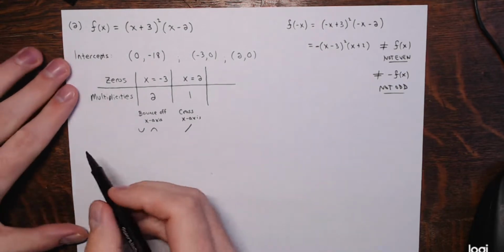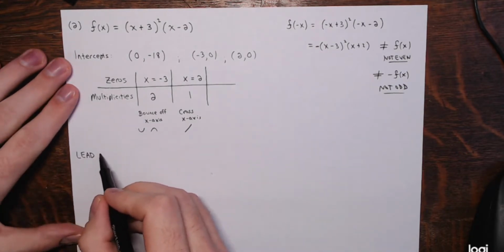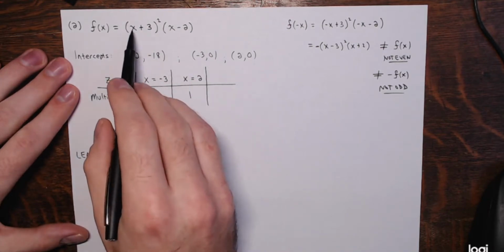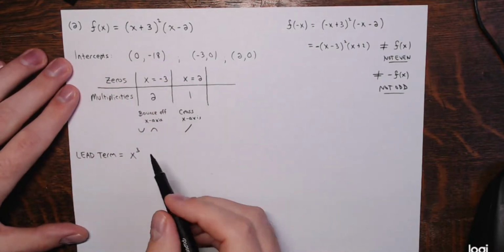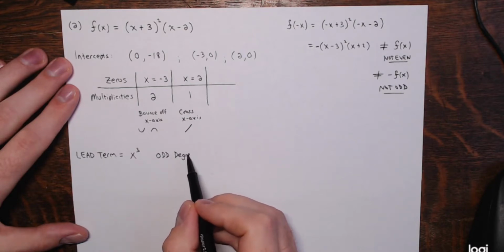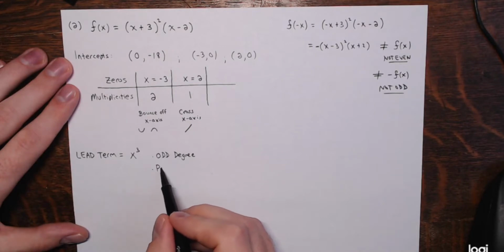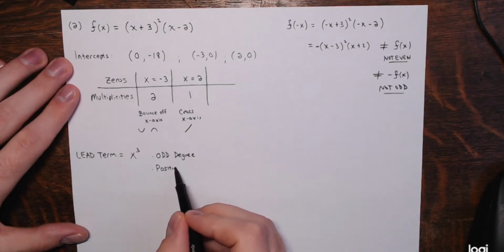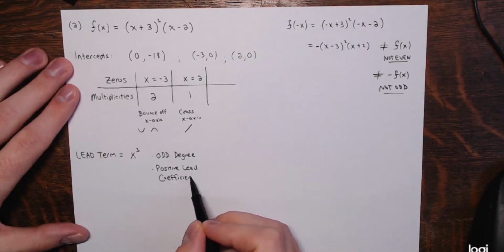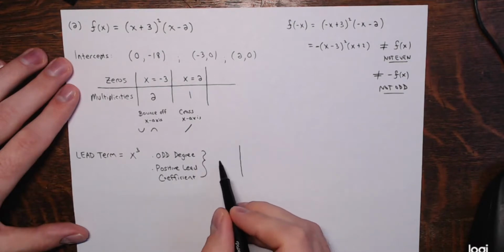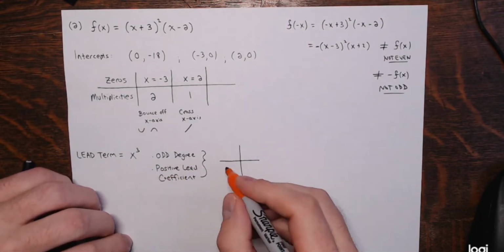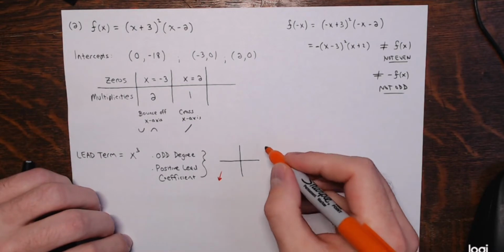Okay, the lead term would be x cubed. If you take x times x times x, just multiply the lead terms from each factor. So it's odd degree, degree 3, and a positive lead coefficient, +1. So the end behavior, which I won't write out a description of, I'll just draw it. Odd degree, positive lead coefficient, the function should be going down on the left end and up on the right end.